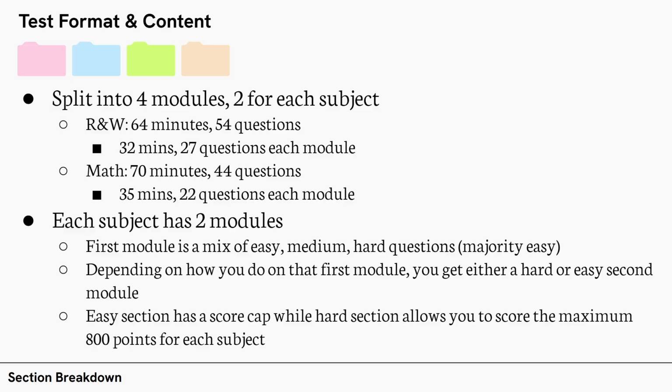And depending on how you do on that first module, you either get a hard or easy second module. And this is the same for both English and math. And the easy section has a score cap, while the hard section allows you to score the maximum 800 points for each subject. So you want to do really well on that first module, because if you fail the first module and you get the easy version of the second module, then what's going to end up happening is you will get a maximum cap of 600 points for each section, which is not ideal.